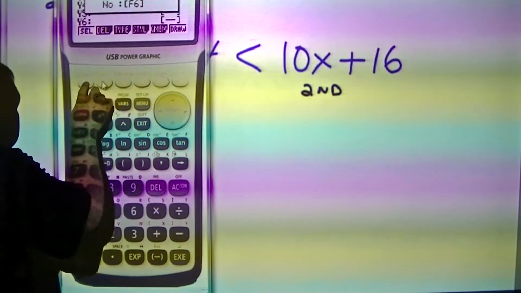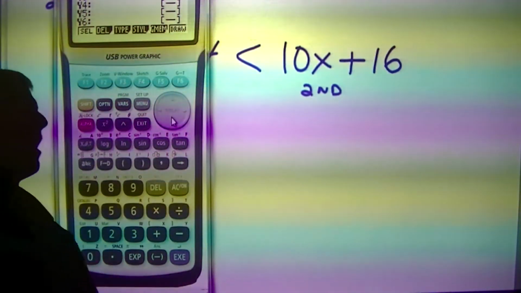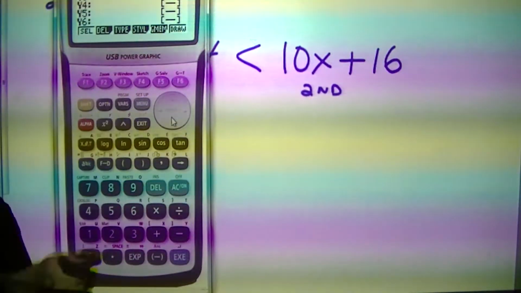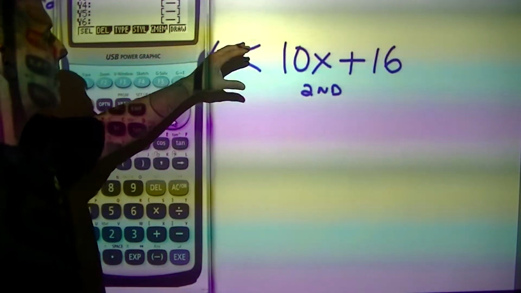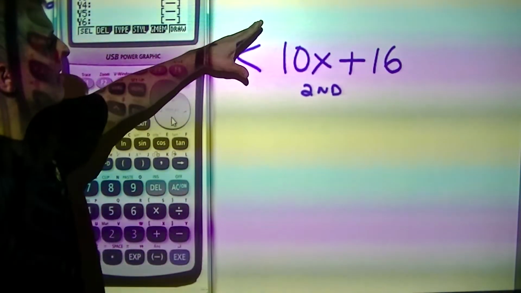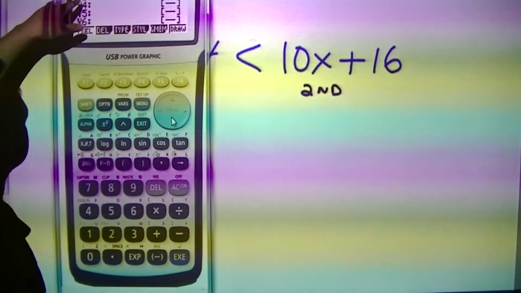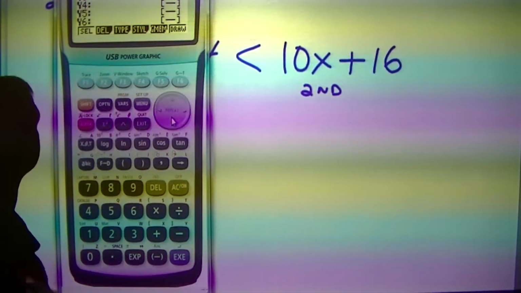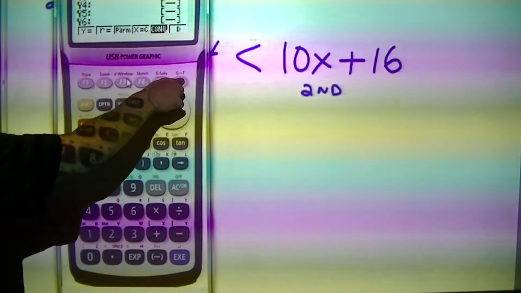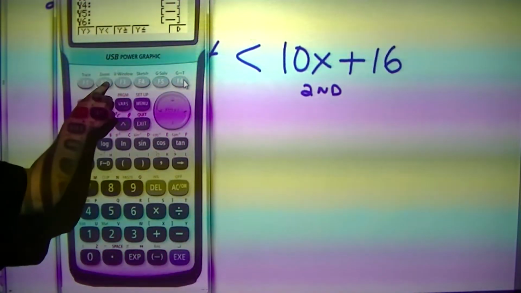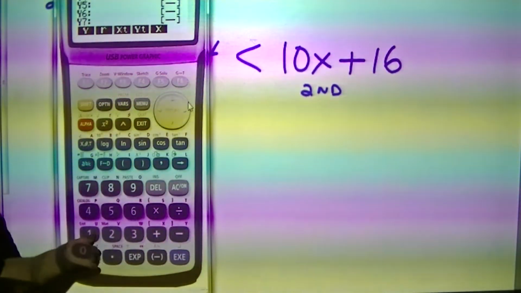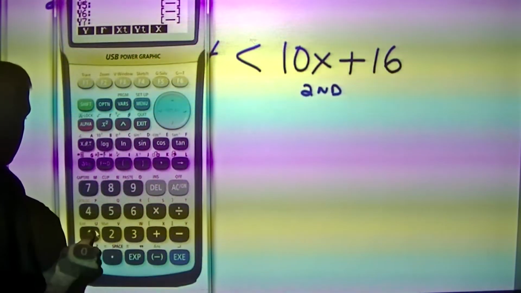Now, what I'm going to do to help me is type in my second line right here. This is going to be a little bit different, and I think it's going to be a lot easier for folks. If you look at the inequality, when you get to the second line, all you got to do is type it in like you see it. So go to type, F6, and I'm just going to choose the one that matches up to my second line. So that's going to be 10x plus 16.